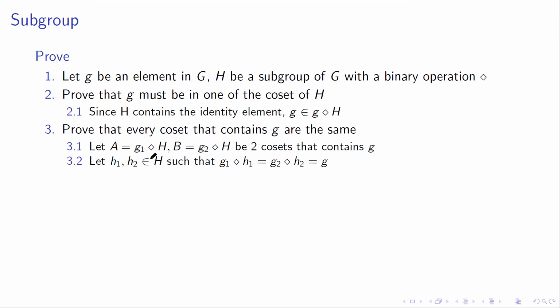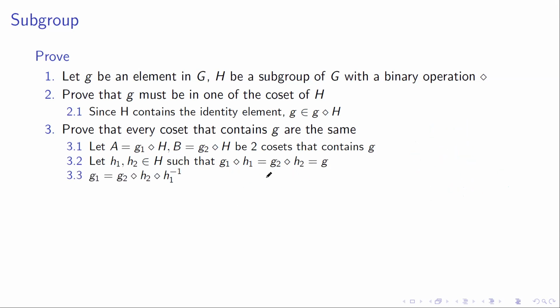Let H1 and H2 be two elements from H. Since we know that G is contained in A and G is contained in B, it means that there must be some elements H1 and H2 such that G1 multiplied by H1 is equal to G. That's because if this is not true, then G is not contained in A. So G1 times H1 is equal to G2 times H2 is equal to G.